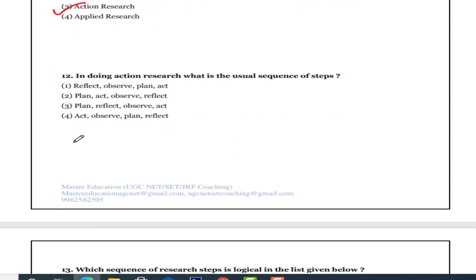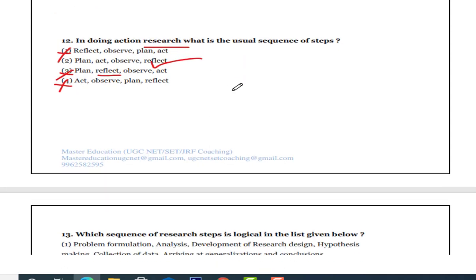The next question: in doing action research, what is the usual sequence of steps? First you want to reflect, and then first you want to act. Okay, so options 2 and 3 you can verify. The first one is plan, and next itself we cannot reflect. So option 3 also won't come. So option 2 is the correct answer: plan, act, observe and reflect.